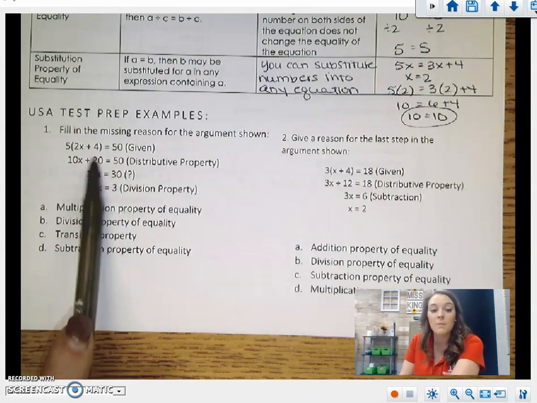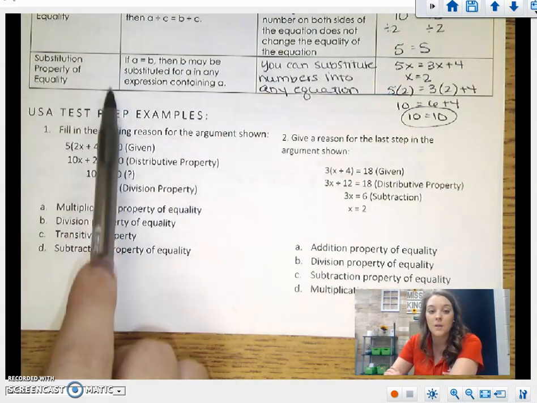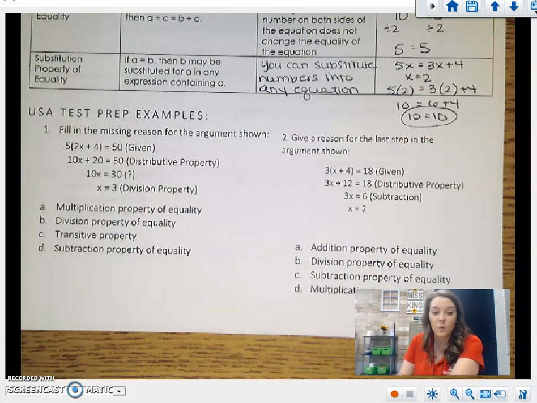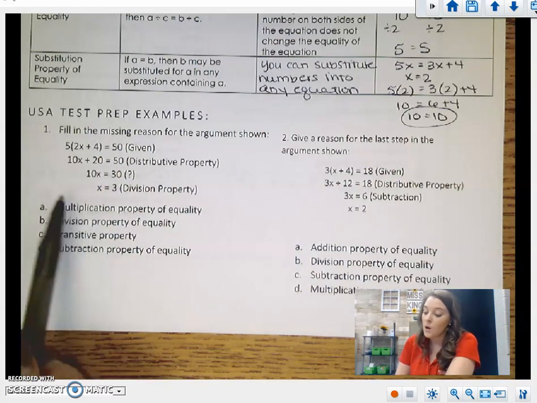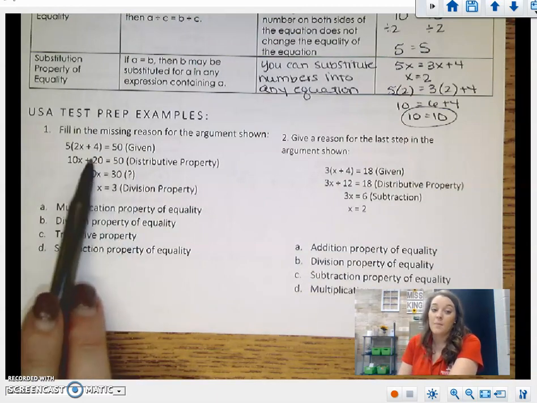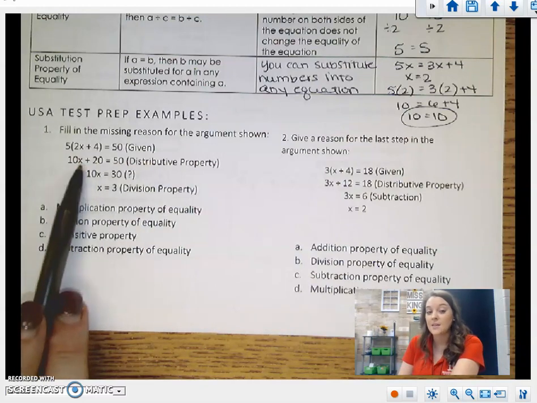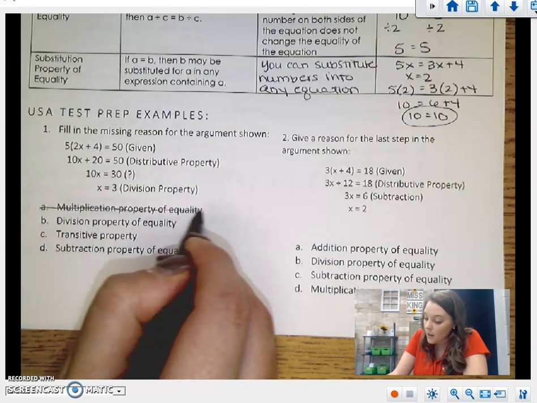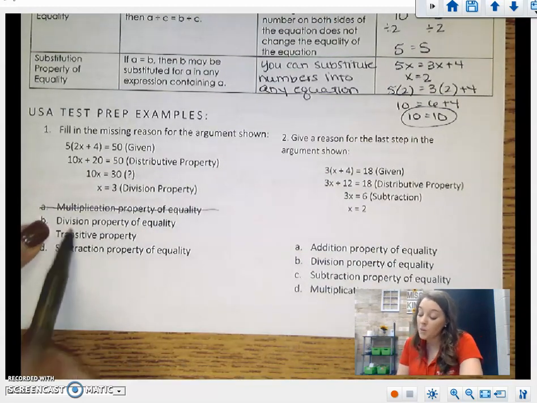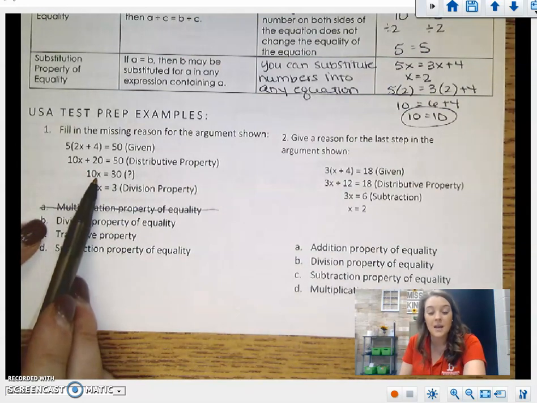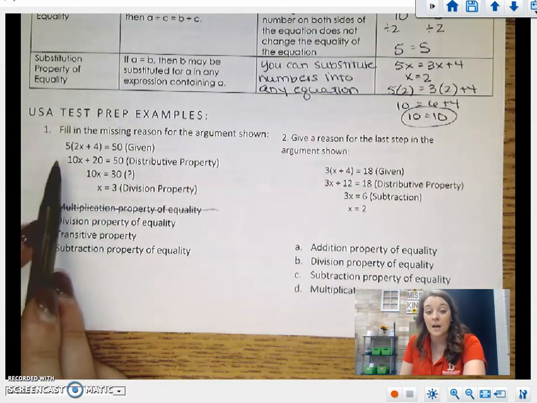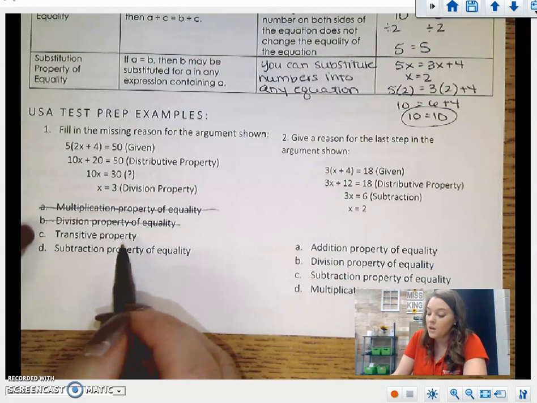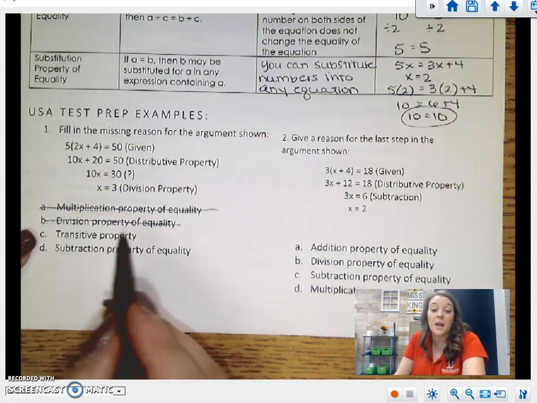So I want you to think about how they could have used one of these properties we just talked about to get rid of this 20, and this 50 went to 30. Well, I can tell that they did not multiply both sides by anything. This 10x stayed a 10x. If they would have multiplied, this 10x would have gotten bigger. So it's definitely not A. The division property of equality, again, this 10x stayed a 10x. If they would have divided by any number, this 10x would have changed. So it's not division. The transitive property, never heard of it. Can't be that.